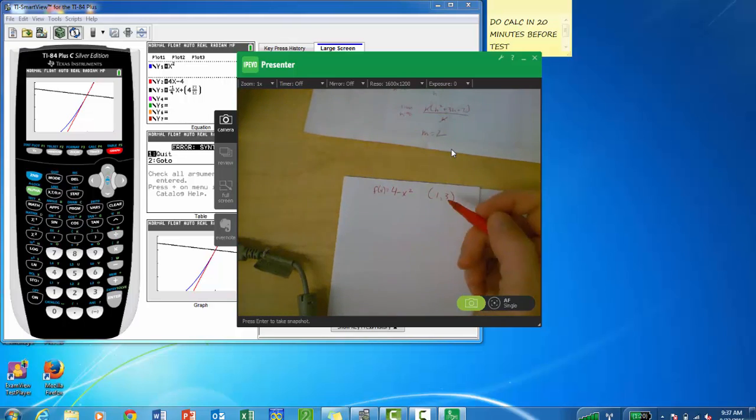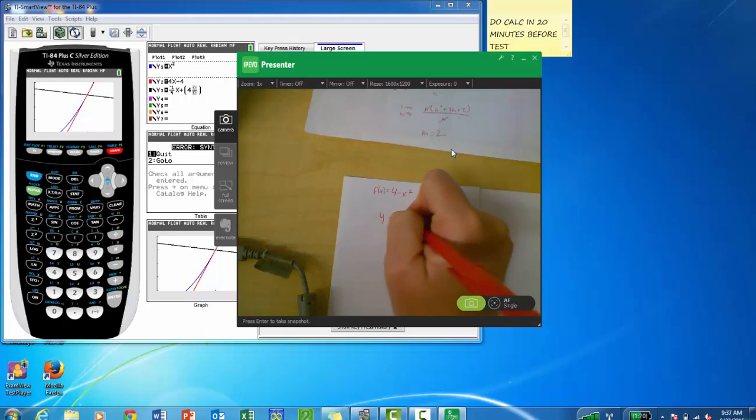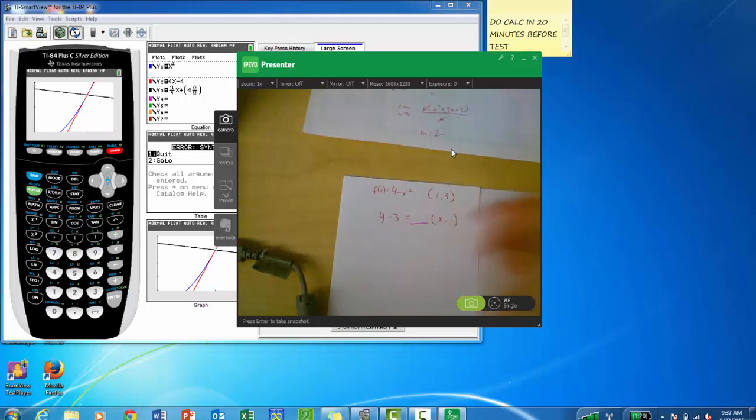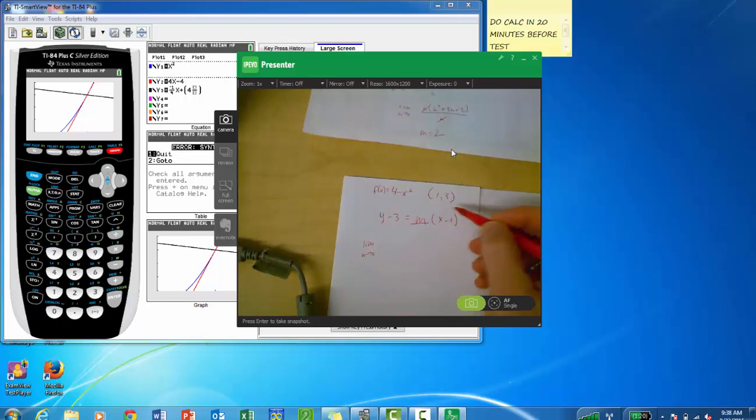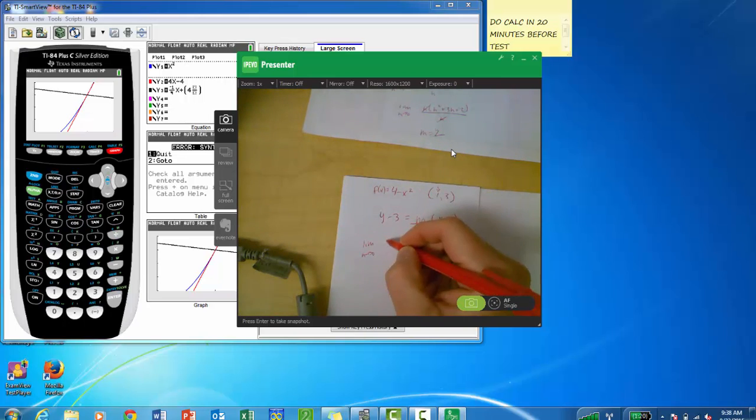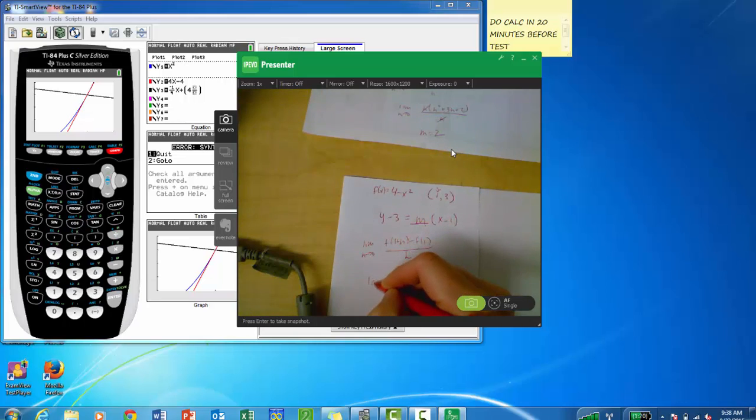Well, the first thing I might want to do is start off by showing what I know. I almost have the whole equation. I just need the m. So in order to get that, we're going to use the difference quotient. Limit as h approaches 0, x equals 1, so f of 1 plus h minus f of 1 all over h. Limit as h approaches 0. Plug in 1 plus h, I get 4 minus (1 plus h) squared, minus f of 1, which is 3, all over h.